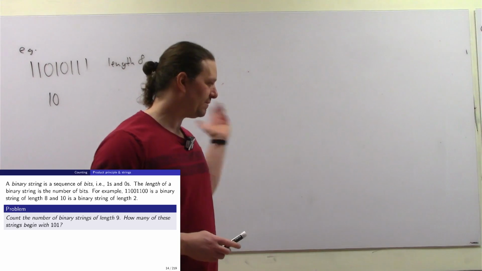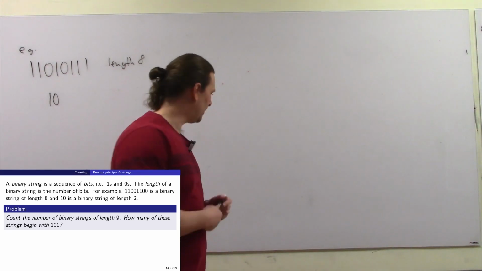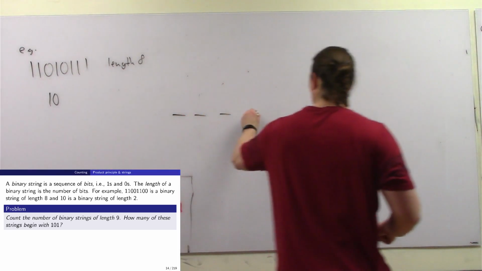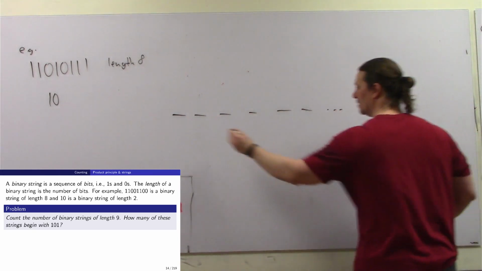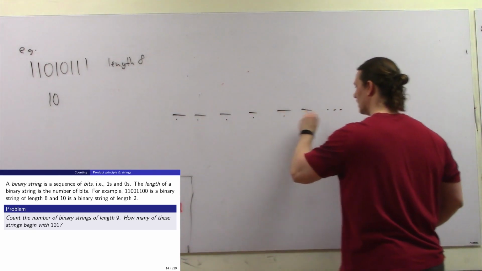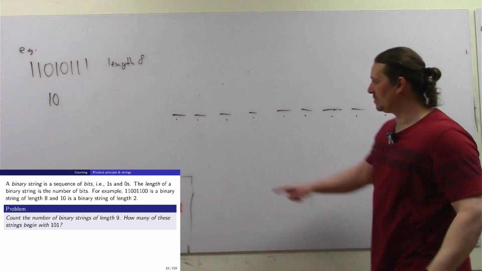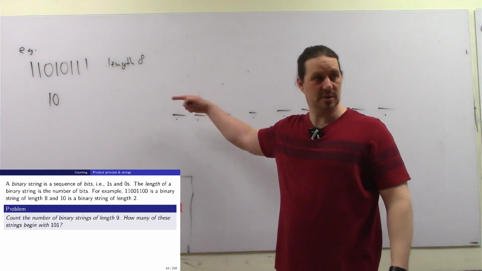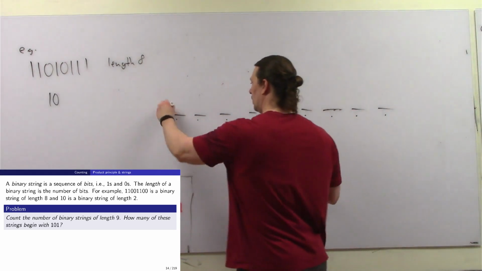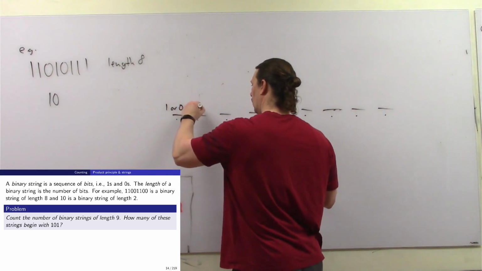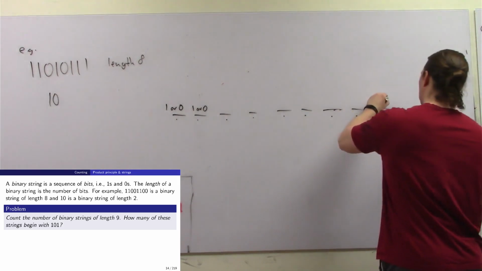Well, this is no different than our password question. We have a string of length 9. 1, 2, 3, 4, 5, 6, 7, 8, 9. Right? And each of these slots has 2 possible options. It could be a 1 or a 0. 1 or 0, 1 or 0, all the way to 1 or 0.